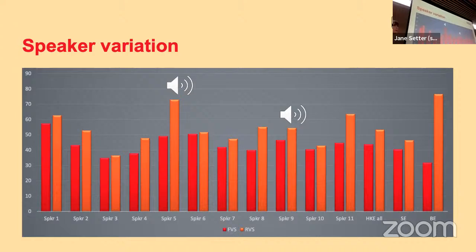Right, if I press this again, I might get that speaker. Okay, and this was not spontaneous speech though. Any questions about any of that so far?